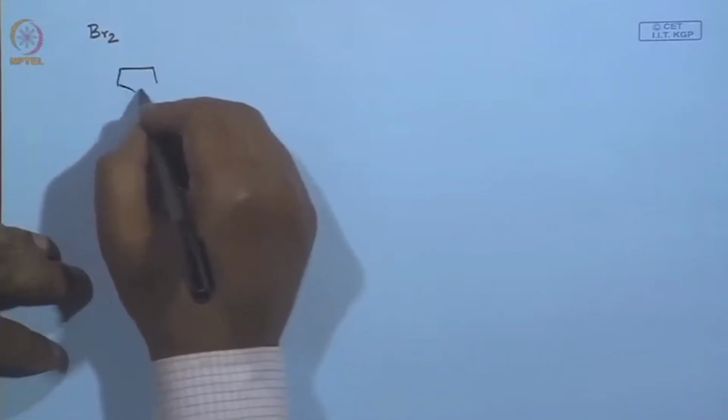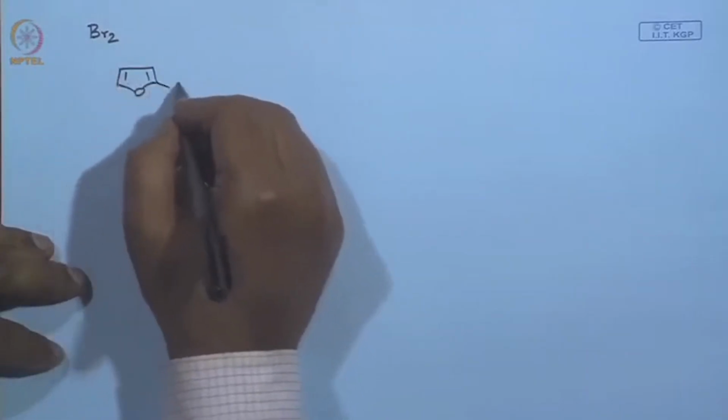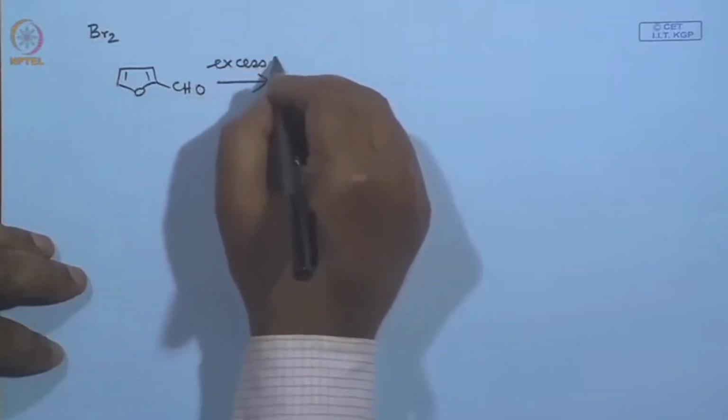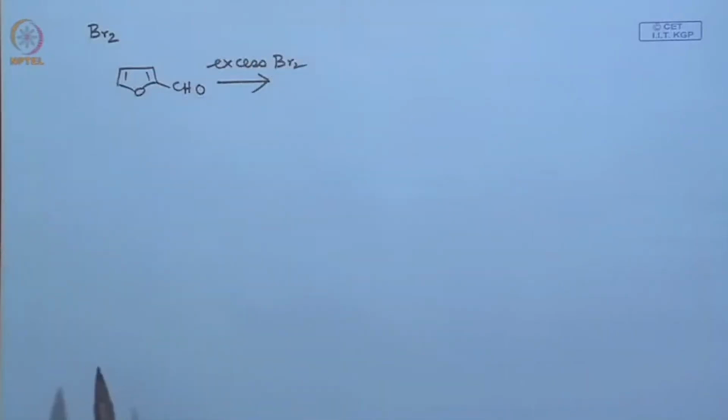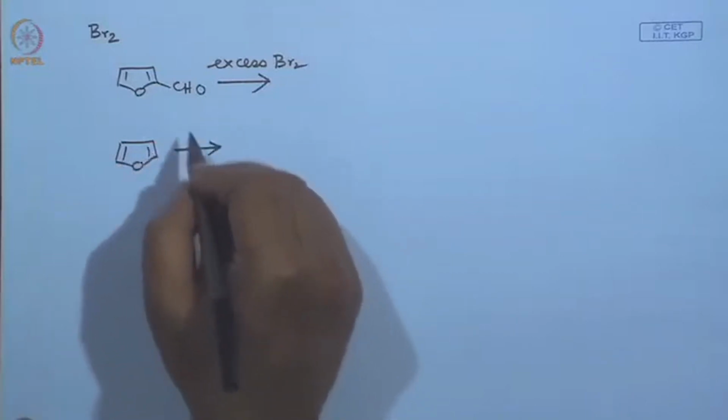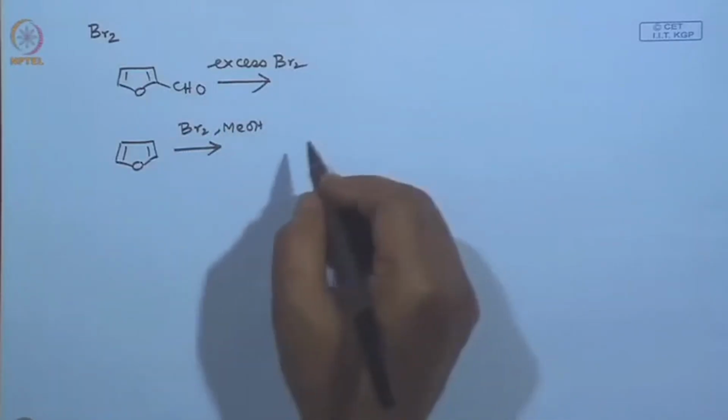For example, if you start with a furan compound and you use excess bromine. So, what do you expect? Excess bromine, acid, yes, I would assume acid probably, and what else? Okay, I'll give you a hint. Let us say this is taught in BSc. If you take furan and add bromine, just one equivalent of bromine, and methanol, what will you find?